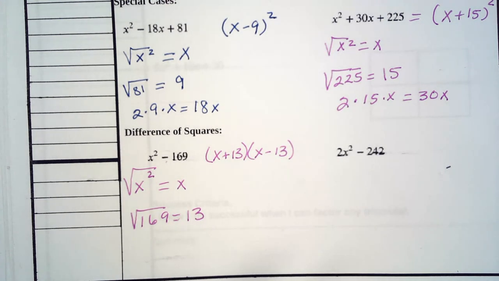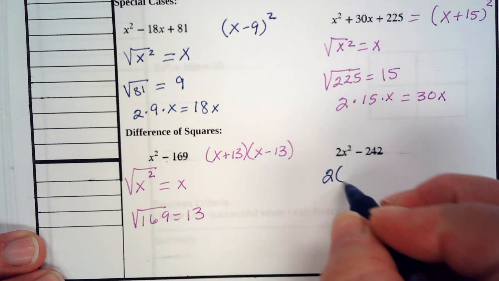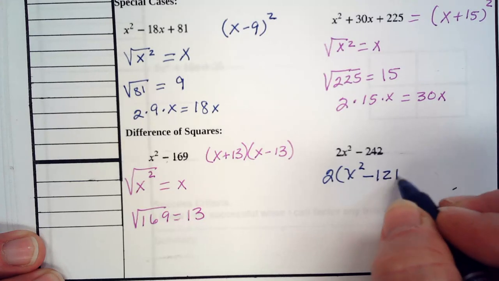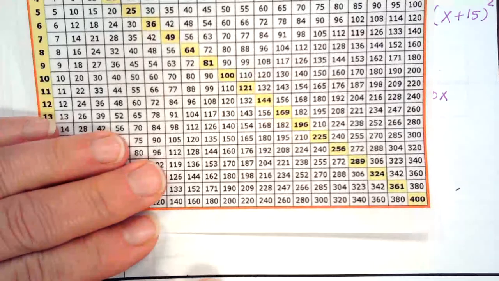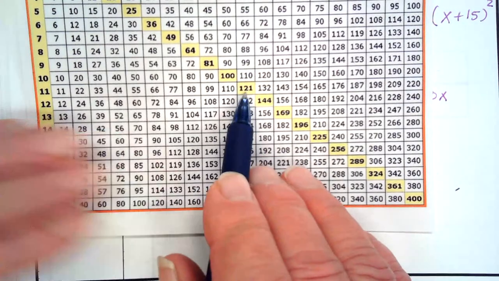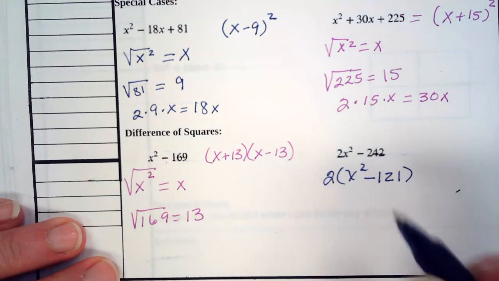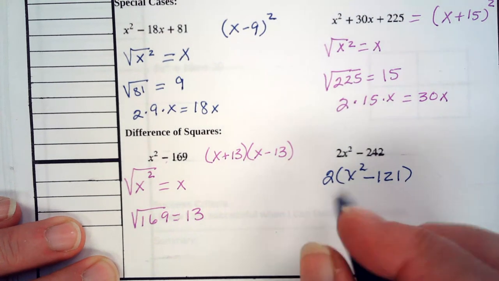For the next one, can I factor anything out? Yes, I can factor out a 2. And that will give me x squared minus 121. Look at your chart. Is 121 on a diagonal? Yes. It is 11 times 11. Is there a minus in the middle? Yes. It's not prime, it's factorable.